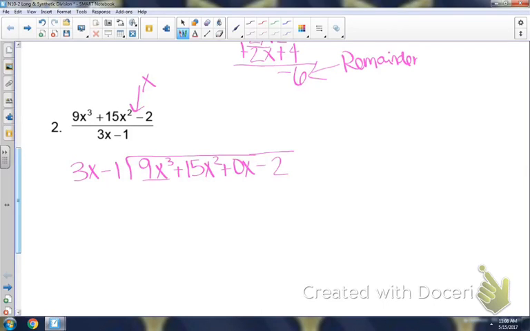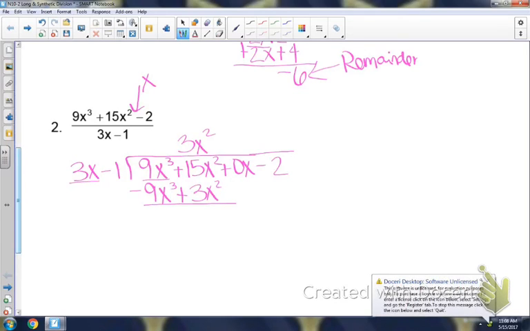Okay, looking at the first terms. 3x times what gives us 9x cubed? That would be 3x squared. When you multiply 3x squared times 3x, you get 9x cubed. 3x squared times a negative 1 is a negative 3x squared. Okay, most common mistake is forgetting to subtract both of those, which changes the sign of both of them. So the 9x cubes cancel, 15x squared plus 3x squared is 18x squared. And then we're bringing down the next term, which is really nothing.